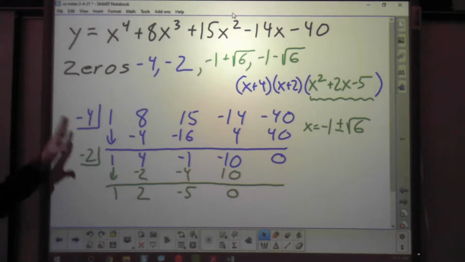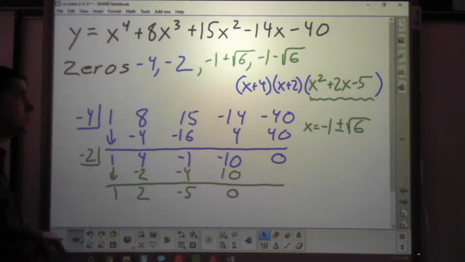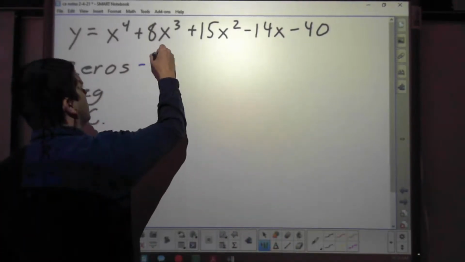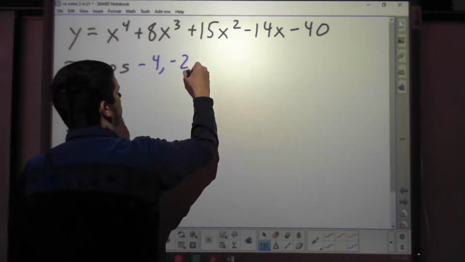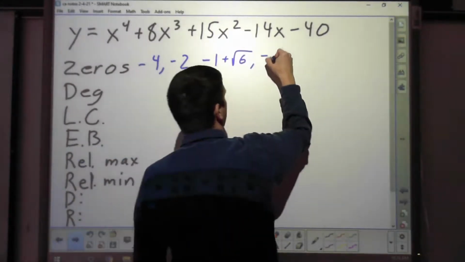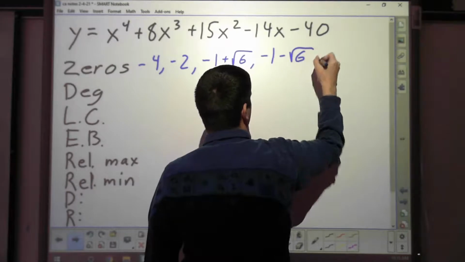So now all that work that I just did here, I can go ahead and translate and say, okay, -4, -2, -1 plus the square root of 6, negative 1 minus the square root of 6.